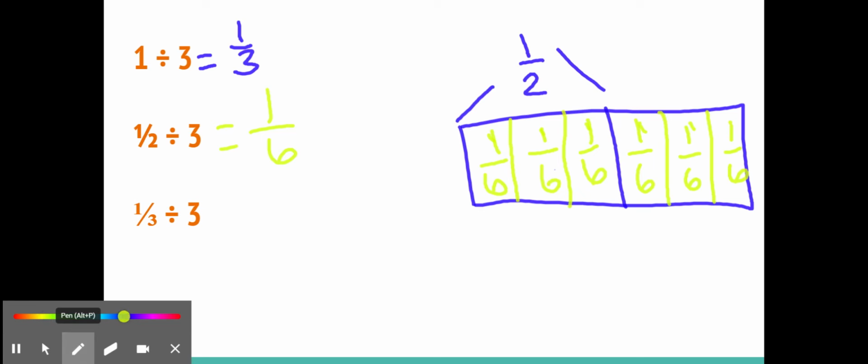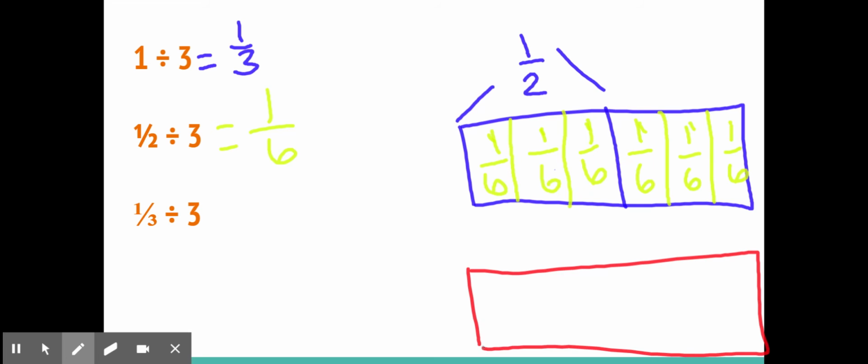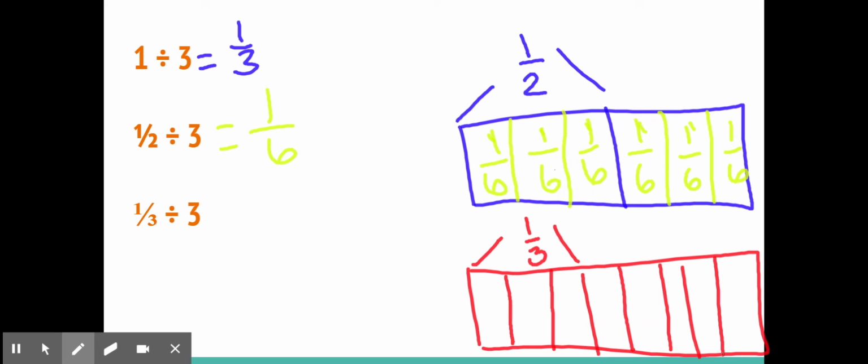If I have 1/3 divided by 3, okay, so again, I have my 1 whole, and I'm working with just 1/3. I'm going to split my 1/3 into 3 pieces. Well, how much would that be? Well, if I split all of my thirds into pieces, how many pieces do I have? 1, 2, 3, 4, 5, 6, 7, 8, 9. So each one of these would be 1/9.